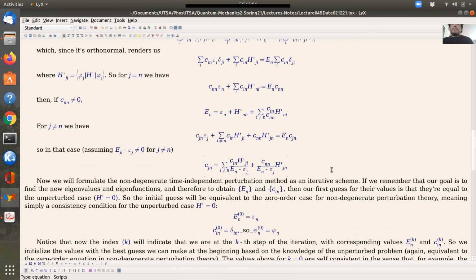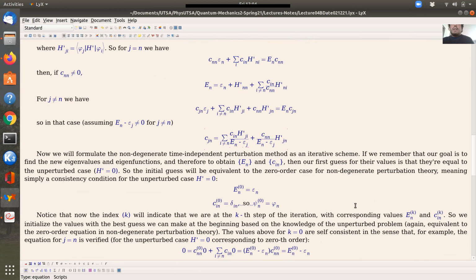Okay, so far so good, right? My logic is following mathematically. But what I want to do is formulate non-degenerate time-independent perturbation theory as an iterative scheme. And let's keep the eye on the prize, right? Basically, what we want to find is the new eigenvalues and the new eigenfunctions. Finding the new eigenfunctions is equivalent to finding these coefficients Cin that we proposed at the beginning.